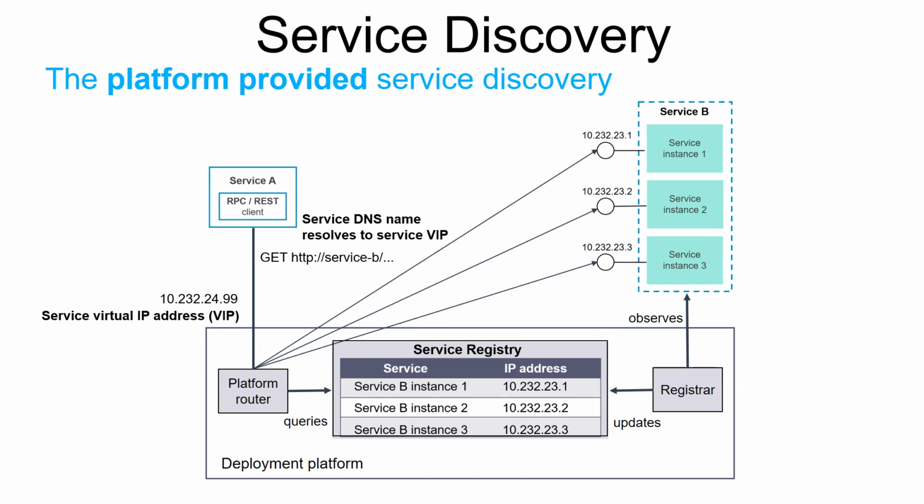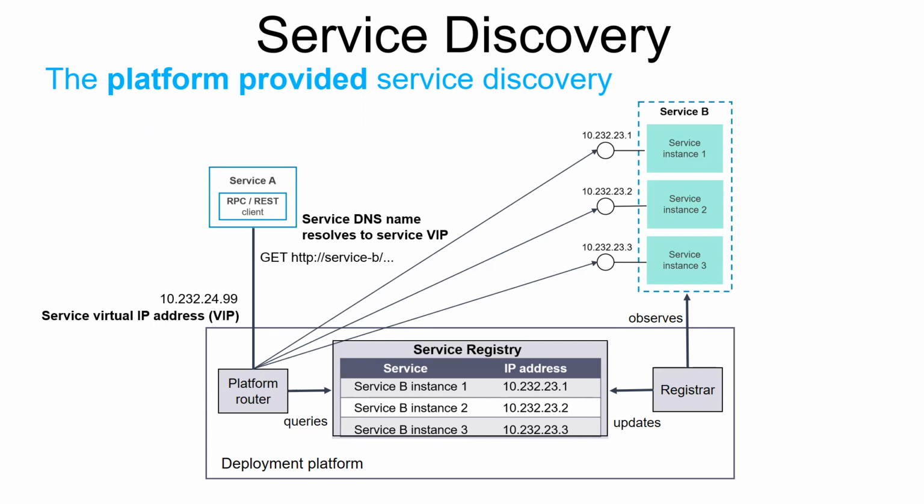As a result, service registration, service discovery, and request routing are entirely handled by the deployment platform. The deployment platform includes a service registry that tracks the IP addresses of the deployed services. In this example, a client accesses service B using the DNS name service B, which resolves to a specific virtual IP address. The deployment platform automatically load balances requests across the three instances of service B.